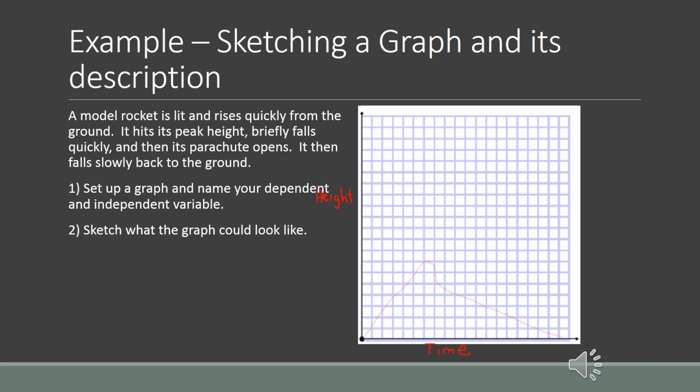Here's a sketch of what it could look like. It rises quickly from the ground, hits its peak, briefly falls quickly, and then the parachute opens, and that's why we are gradually falling to the ground.